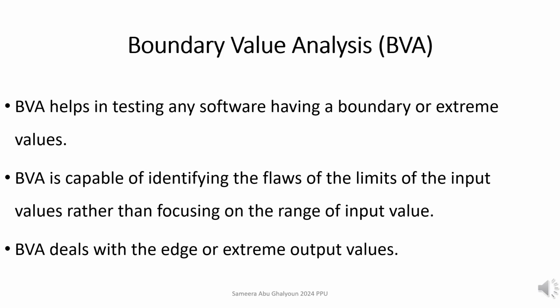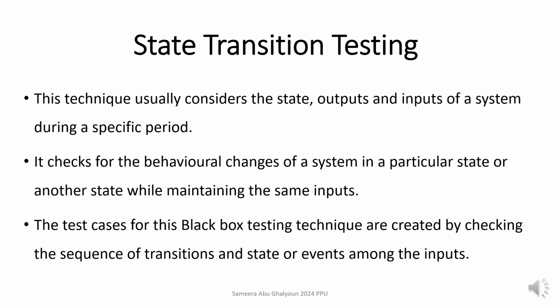Second, boundary value analysis, BVA. One, BVA helps in testing any software having a boundary or extreme values. Two, it is capable of identifying the flaws at the limits of the input values rather than focusing on the range of input values. Three, BVA deals with the edge or extreme output values. Techniques of black box testing.